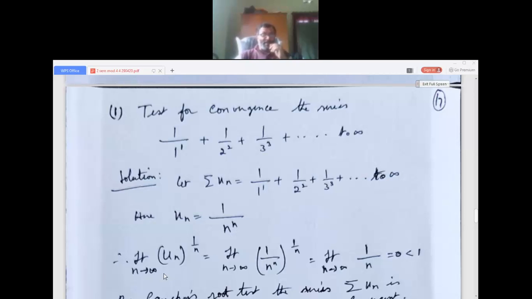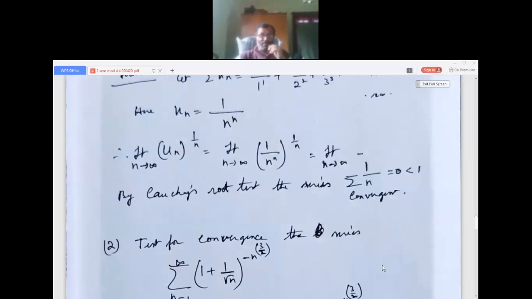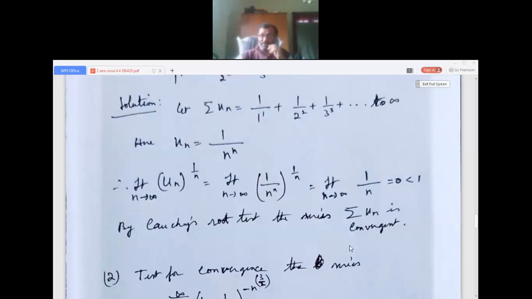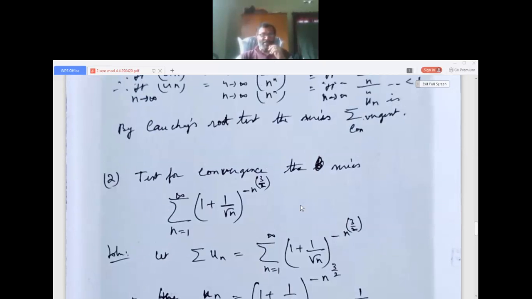So limit n tends to infinity of un power 1 by n is limit of 1 by n power 1 by n. Now 1 power anything is 1, and when you take n power n by 1 by n, the n's cancel. So limit n tends to infinity, 1 by infinity is 0, less than 1. So lambda is 0, that is less than 1. Therefore, by Cauchy's root test, the series sigma un is convergent. Very simple. We will see another problem.